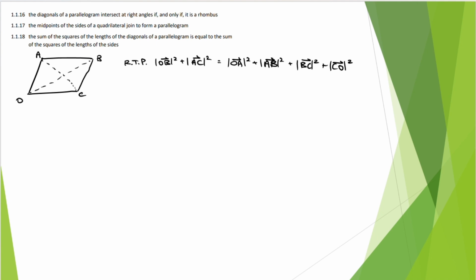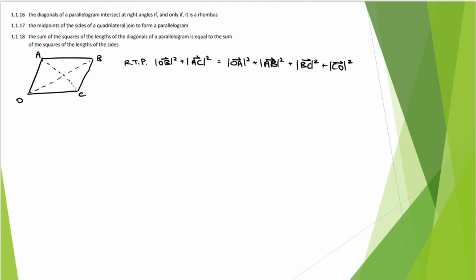Okay, and so if we are looking at squares of the magnitude, generally what we're going to be dealing with is the dot product, because we know that the dot product of a vector with itself is equal to the square of the magnitude of that vector. So now if we consider more specifically AC and OB, AC is equal to AO plus OC.